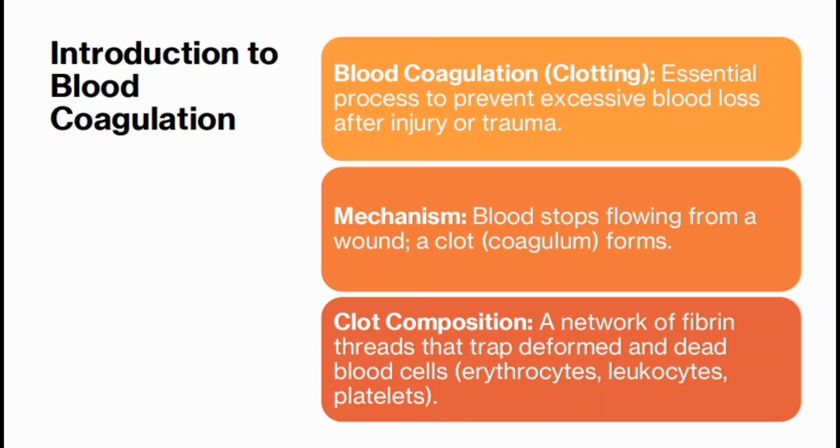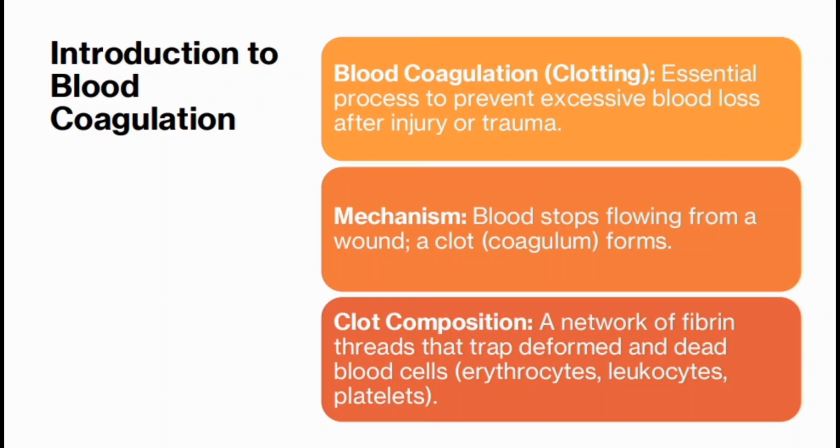In clot formation, a network of fibrin threads traps deformed and dead blood cells, that is erythrocytes, leukocytes and platelets. This coagulation is also known as clotting, and it is the process by which blood changes from a liquid state to a gel, forming a blood clot whenever there is excessive loss of blood. It results in hemostasis, which is the cessation of blood loss from the damaged vessel, followed by the repair.